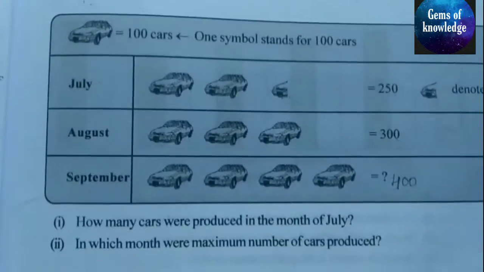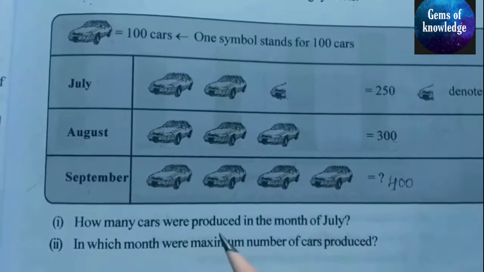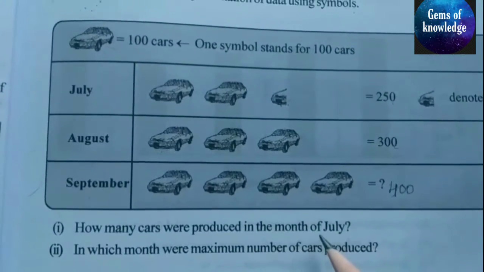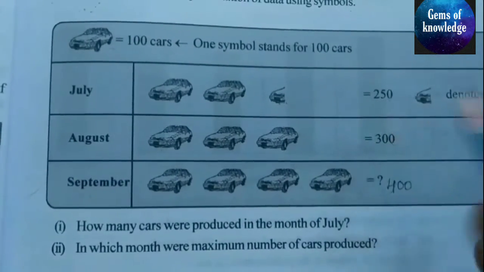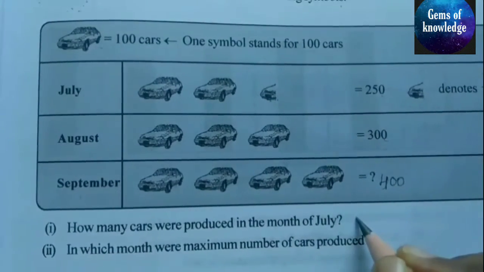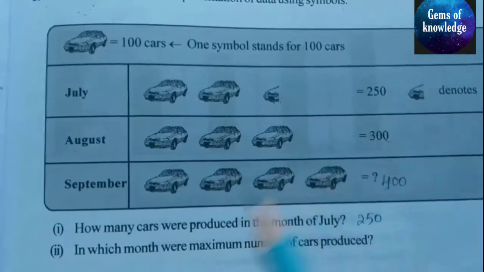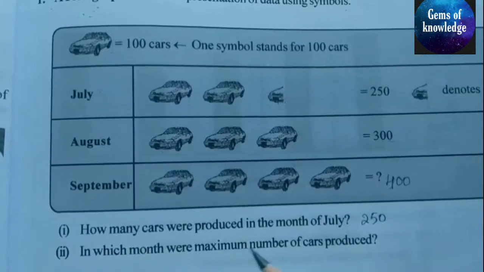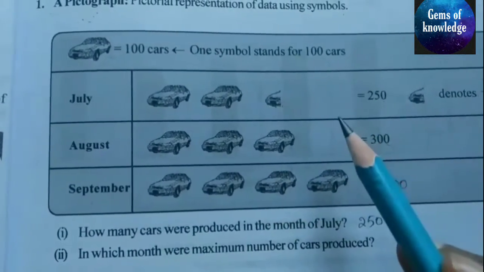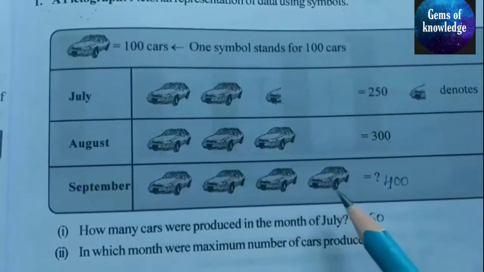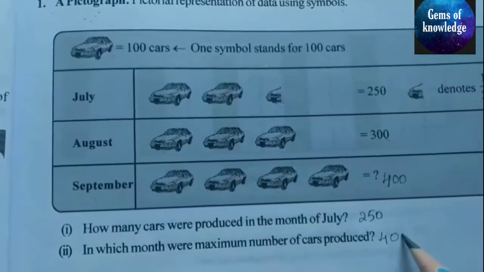Okay, so below this few questions have been asked. You can see here, how many cars were produced in the month of July? So we can write the answer as 250. Then, in which month were maximum number of cars produced? So here we can write the answer as 400.